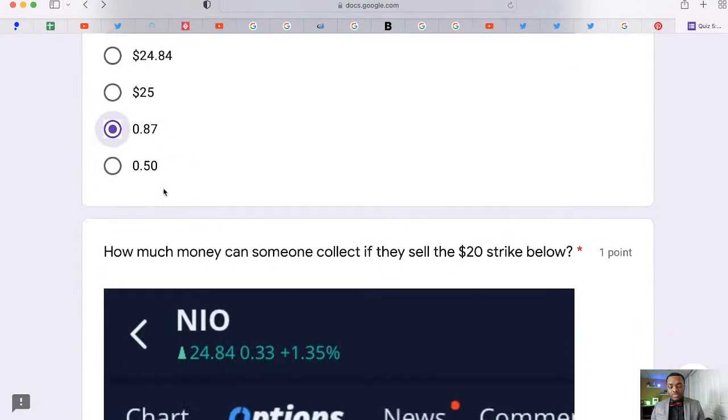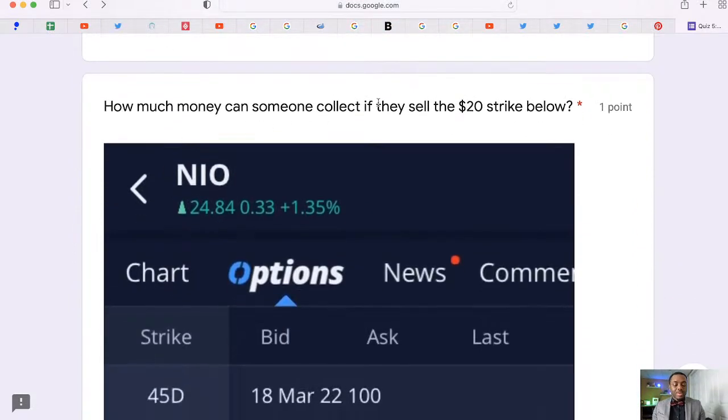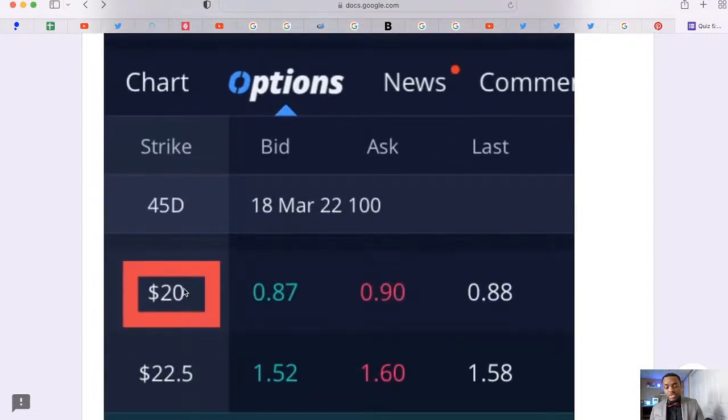This is our answer. How much money can someone collect if they sell the $20 strike below? How much money can someone collect trying to collect these premiums? So let's look. You sell this $20 strike right here, you're going to collect $87. You could collect 90, you could collect 88, but generally people who are looking to buy this contract from you right now are looking to pay this amount. So this is the amount that you can basically depend on being able to get right now, which is the bid.